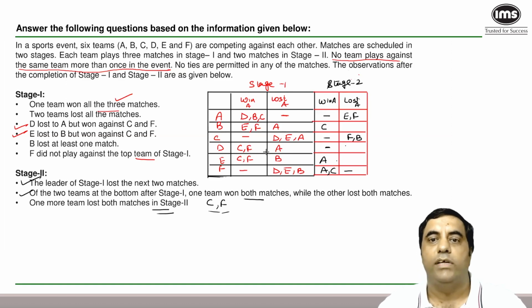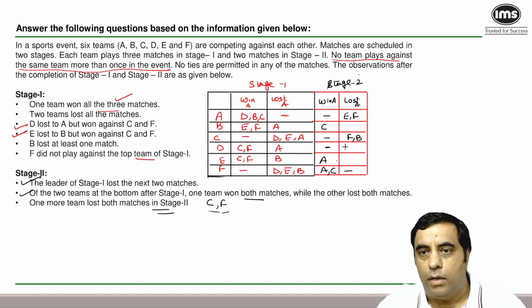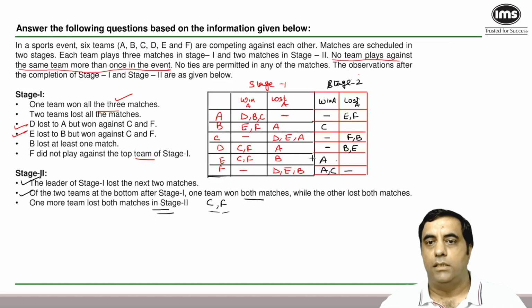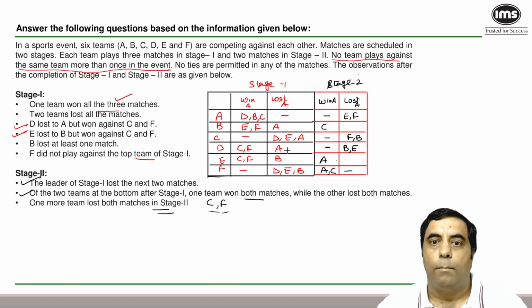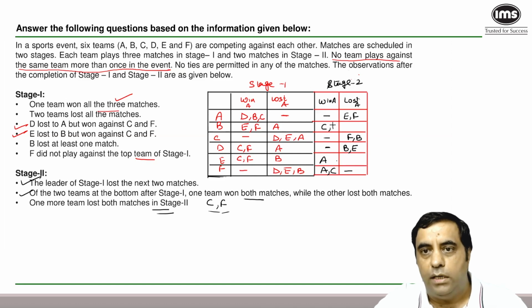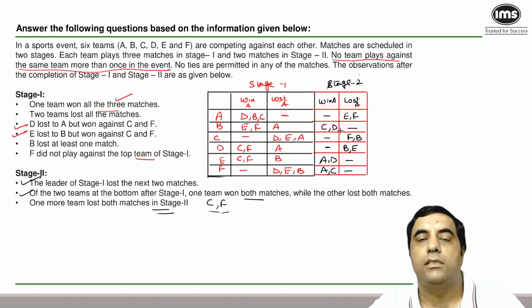Now, the other 2 teams are going to be nothing but B and E, so that is how we'll be able to identify that D lost against B and E. Therefore, B and E won against D. So B won against D and E also won against D. So that means 2 matches are done for all the teams and the entire league is filled.